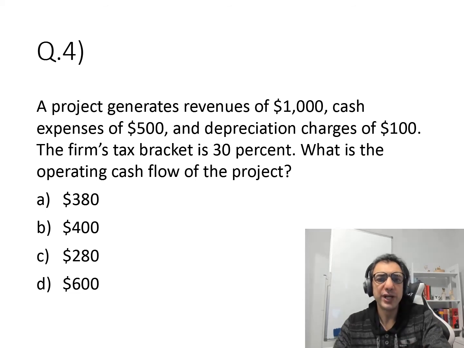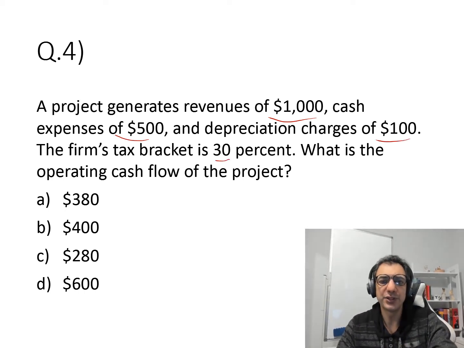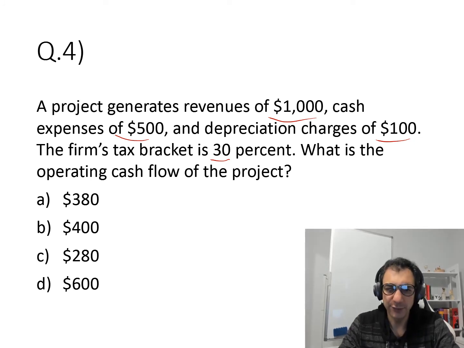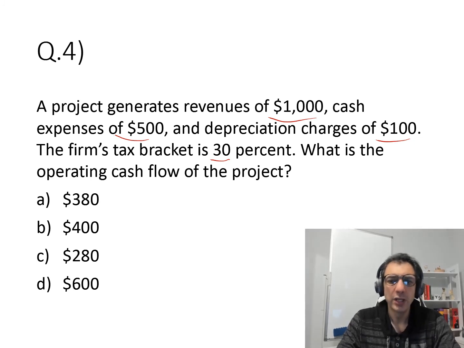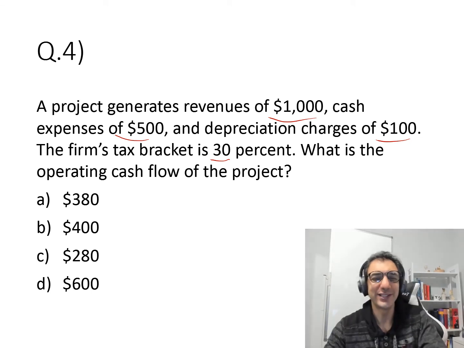A project generates revenues of $1,000, cash expenses of $500, and depreciation of $100. The firm's tax bracket is 30%. We're looking for the operating cash flow. So we talk about different approaches. One way here is just to calculate the net income, net profit, and add back the depreciation. Or we can go with the second approach. Both should lead to the same number.